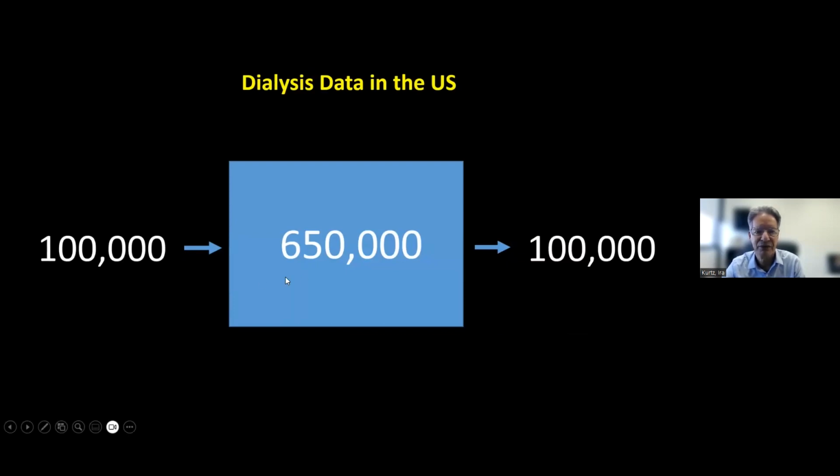Currently, there's about 650,000 patients on dialysis in the United States. Every year, about 100,000 patients go on to dialysis. They have CKD stage 5, which again just means their eGFR or GFR is around 10 or 15. And each year, about 100,000 people die on dialysis. So the number stays roughly the same.